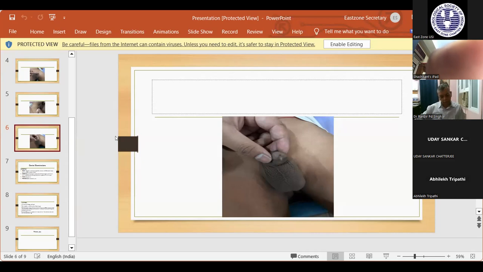It is around 4 centimeters. Both the testes are visible and palpable. Size is adequate, not measured. So is it a scrotal transposition, sir? What do you say? Scrotum is normal. Okay, sir, there is no such transposition. Anything more? No, sir. Okay, next slide.